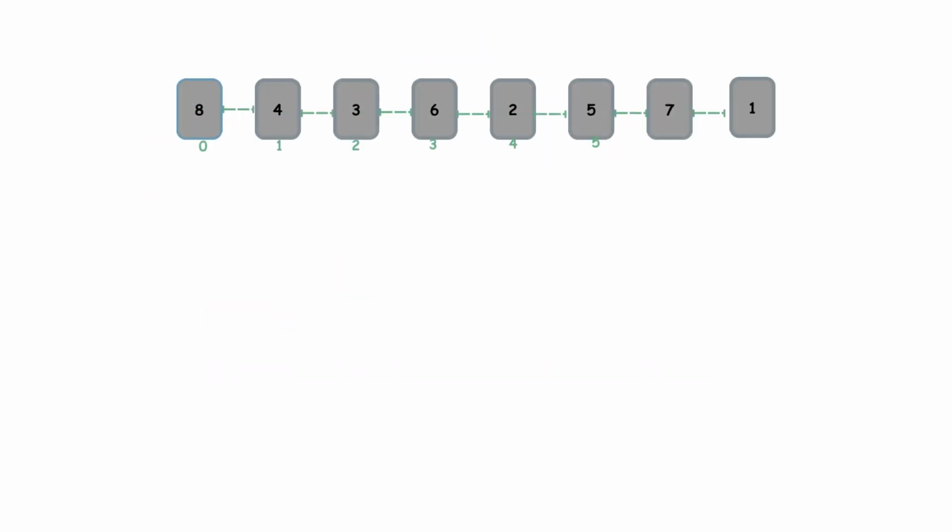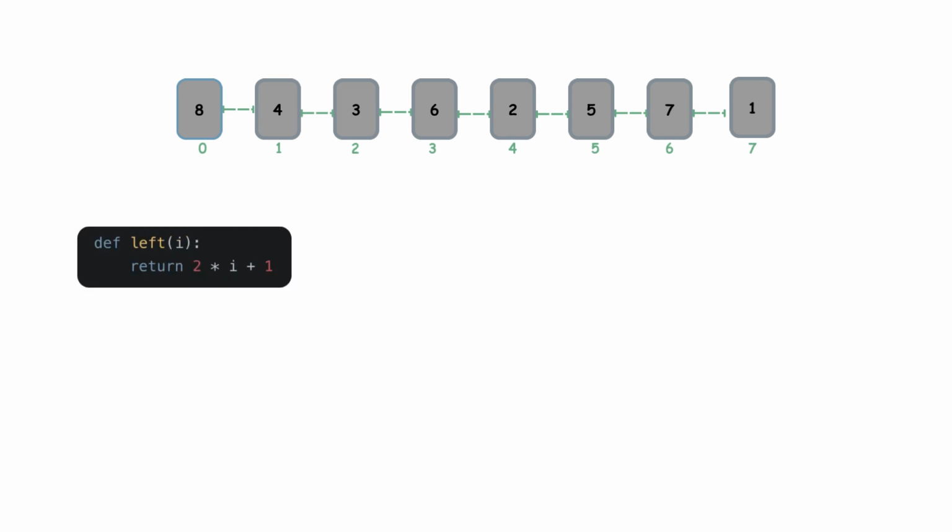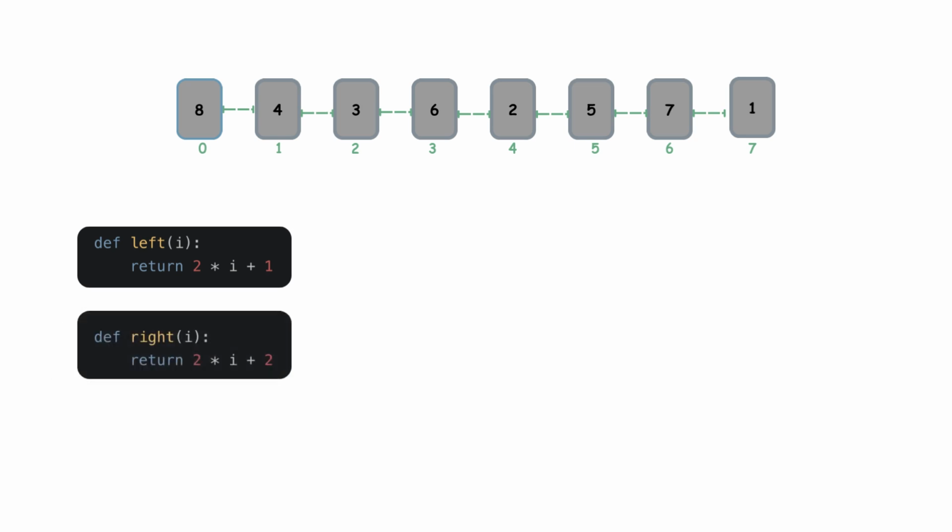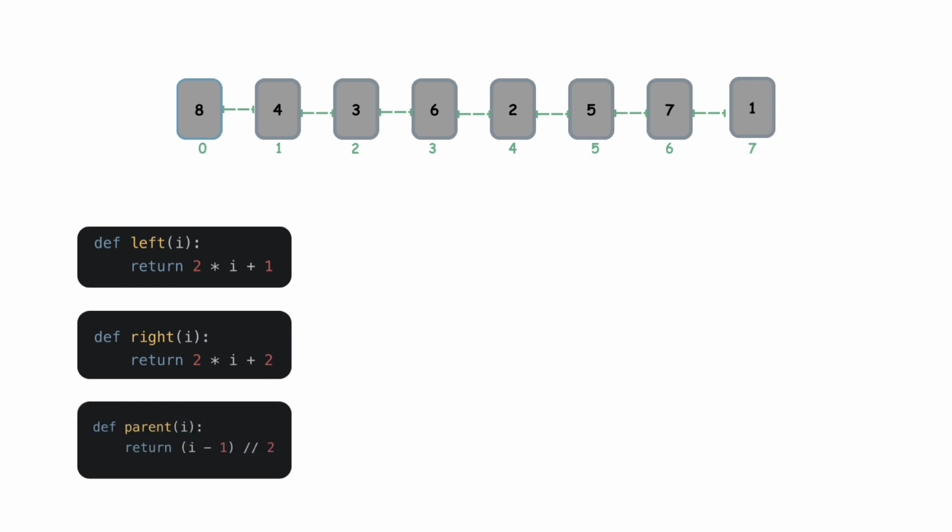Here is an array that logically represents a heap. Before we take a look at its tree view, let's first review 3 simple functions that will let us navigate the heap. Left of I takes the index I of the current node and returns the index of its left child as 2 times I plus 1. Right of I returns the index of its right child as 2 times I plus 2. Parent of I takes the index of the current node and returns the index of its parent. The first element in the array is always the root of the binary tree.